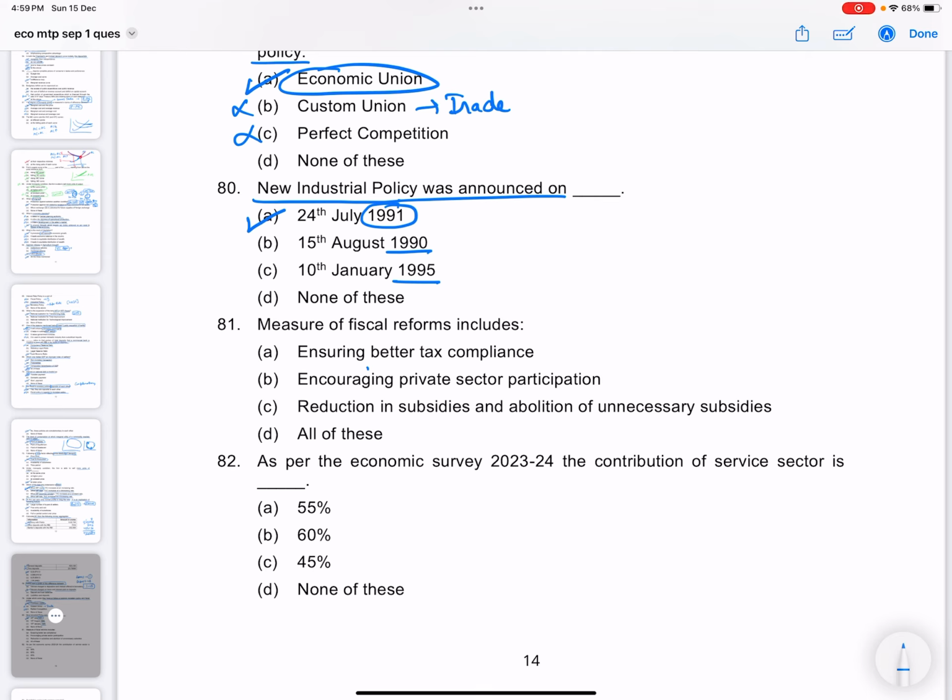Reduction in subsidies and abolition of unnecessary subsidies. So this would make sense. Okay, measures of, we are not talking about expansion or something. So tax compliance would be there, this would be there, this would be there, so all of these.